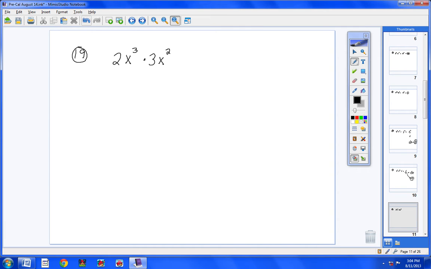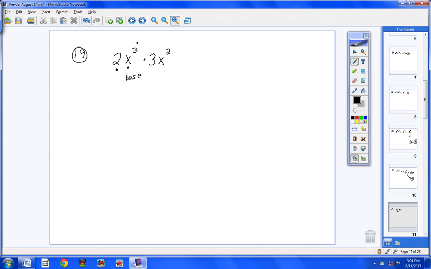Okay, let's move on. Number 19. Now, please watch this carefully. Notice what we do here. Are you ready? This is called a coefficient. This is called a variable. This is your exponent, okay? This x is also called your base. If you want to call it the base, that's fine.